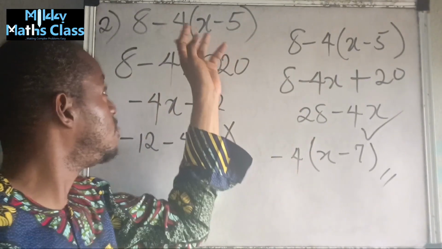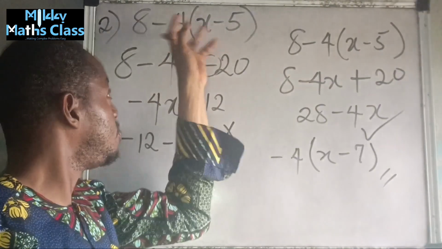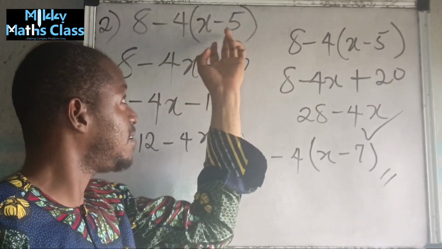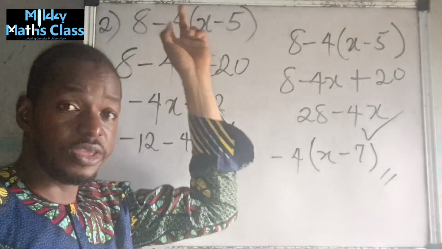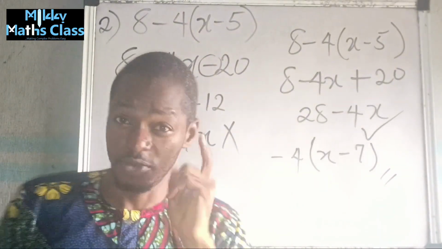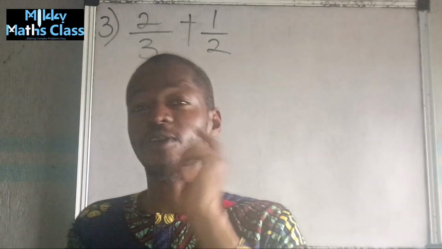When there's a negative here, use it to expand the bracket. This negative, when you're multiplying everything in the bracket, take note of the sign. Don't ignore it and multiply. So don't make this mistake number 2. All right, let's look at mistake number 3.